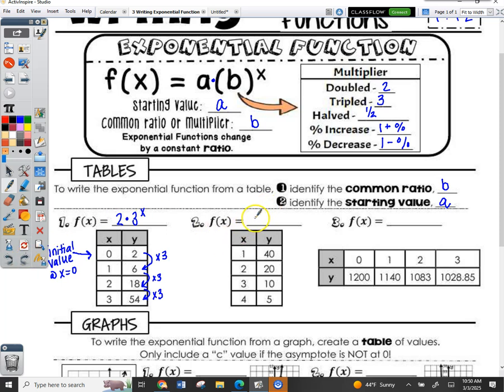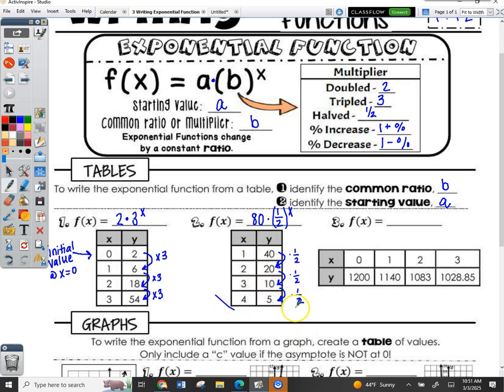All right, so this is 80 times 1/2 to the x power. Because notice right here, how do you get from 40 to 20? You multiply by 1/2, which means it's shrinking, right? 20 to 10, multiply by 1/2. 10 to 5, multiply by 1/2.